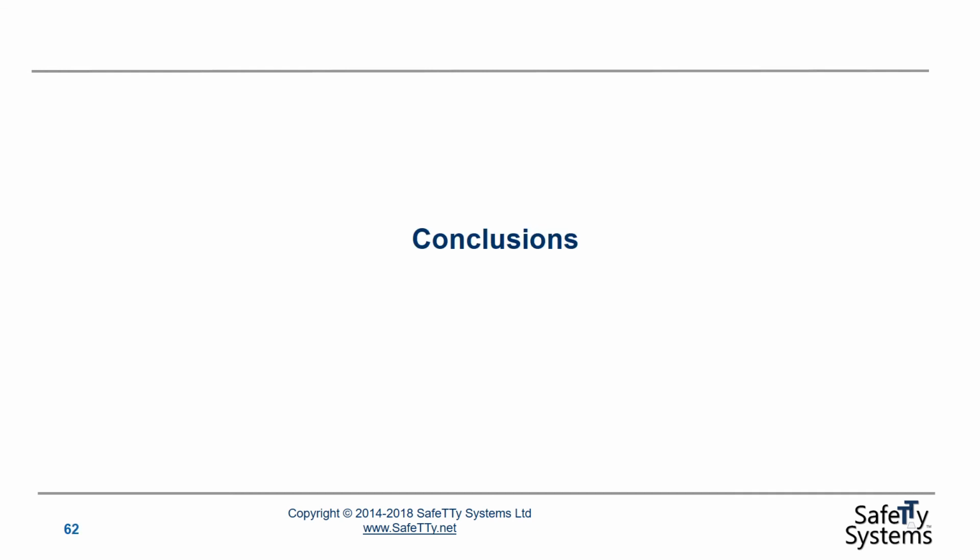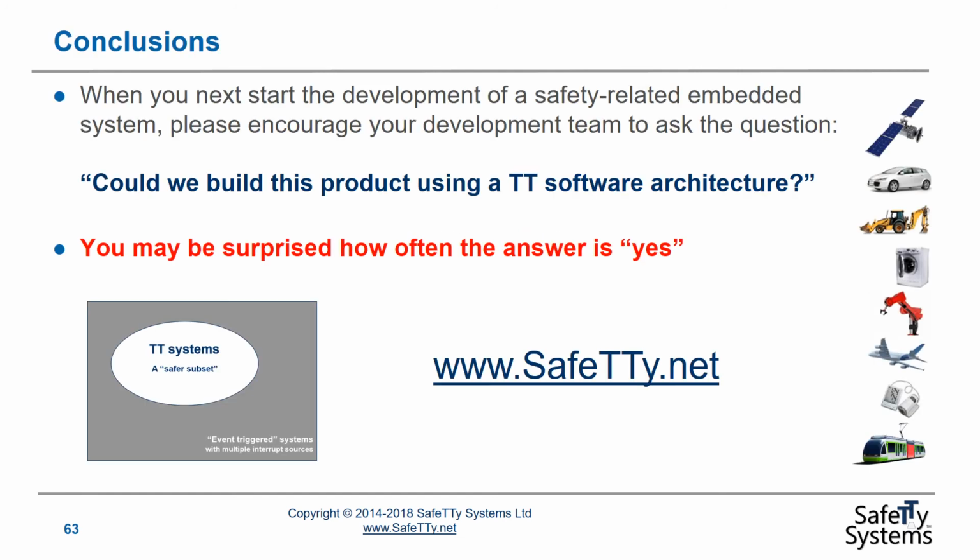So that brings us towards the end of this presentation. This is what I'd like to ask you to do, please. When you next start the development of a safety-related embedded system, please encourage your development team to ask the question, could we build this product using a TT software architecture? I think you may be surprised how often the answer is yes. And if you use a TT software architecture, then, in my view, you will see very many benefits to your system development, and you will be able to have increased confidence that your system is likely to be safe.